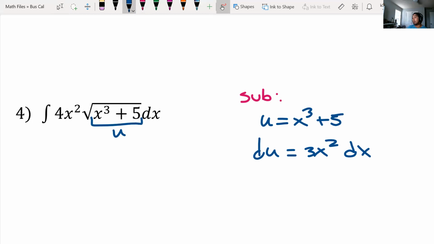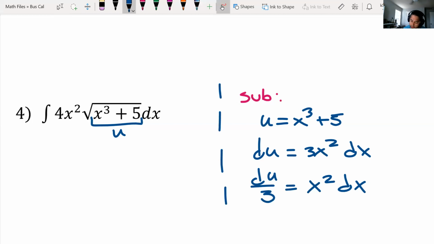Okay. And now, like I've been saying, we can actually fix this now because we just want the x's by themselves. So let's go ahead and just divide that 3 off. du over 3 equals x squared dx. Now let's come back to our integral and see what we have.